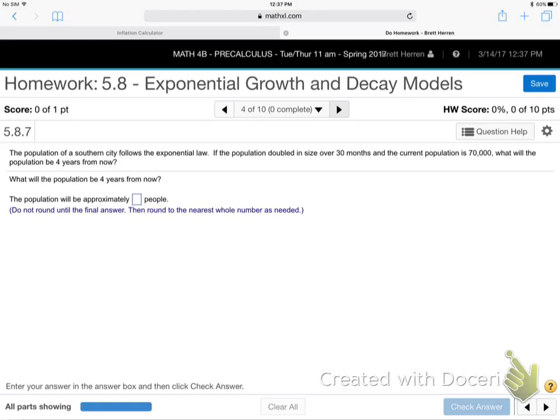So, all right, same kind of thing. Population, blah, blah, blah, exponential law. Assuming there's plenty of food for the people in Southern California, or a southern city. I was just assuming LA. Southern of some state. Plenty of food for them and no predators and lots of space. They'll grow exponentially. Or if the weather is just really great. The population doubled in size over 30 months.